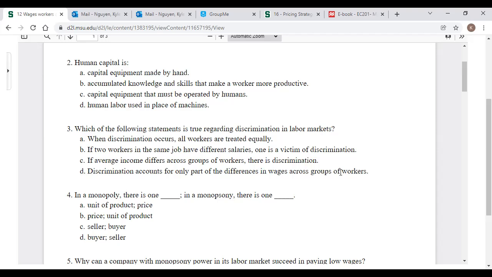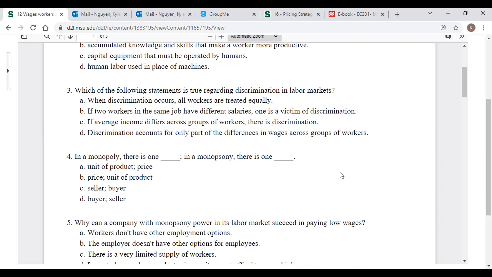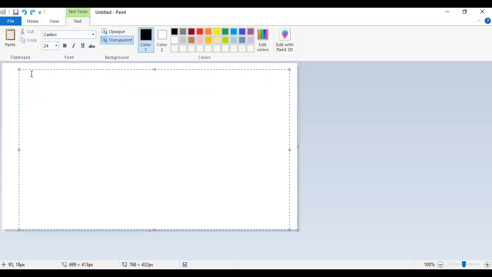Okay. And going on to 4. Okay, this one. Let's write out these definitions. I know people get a little confused about this. So let's just be straightforward.